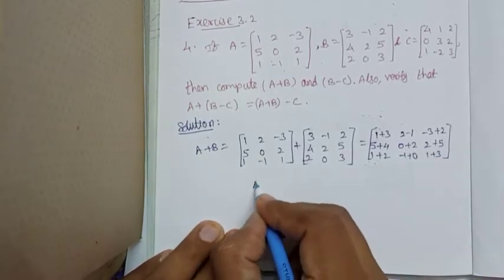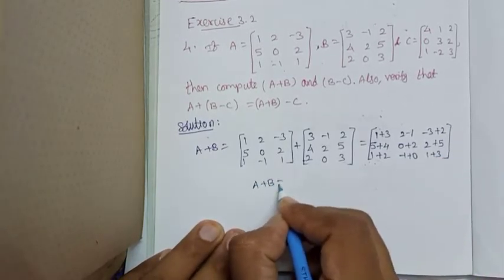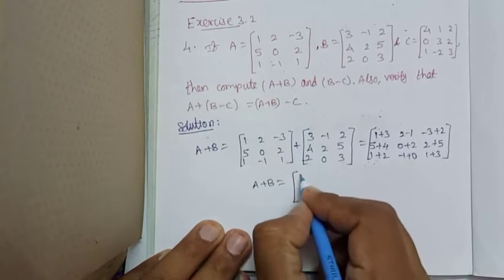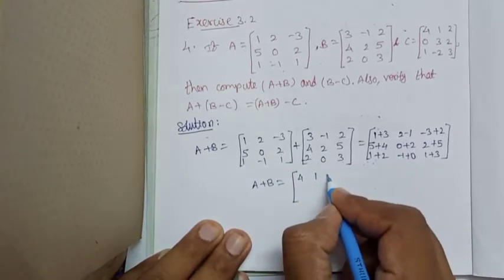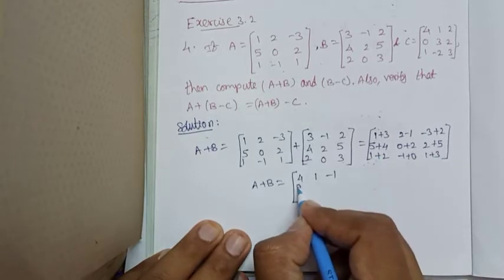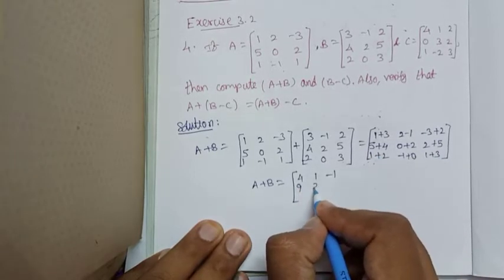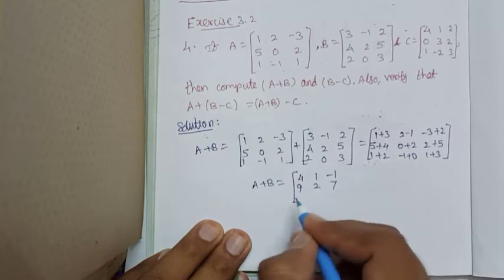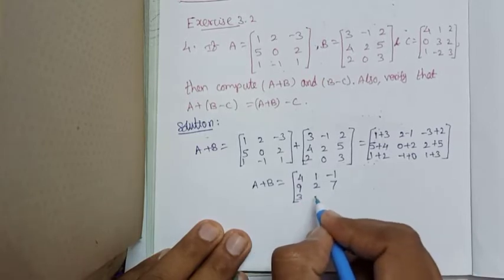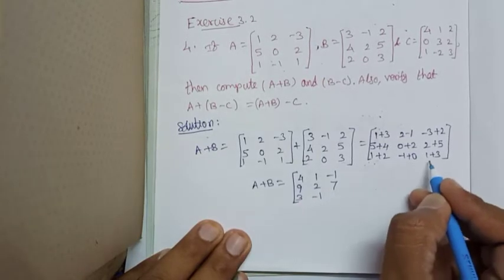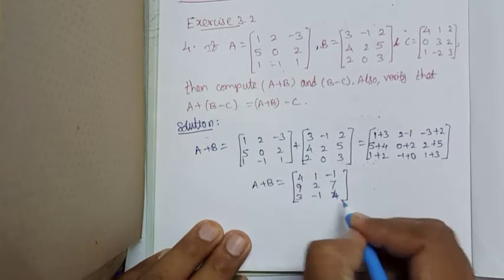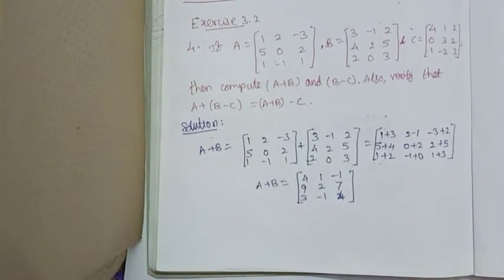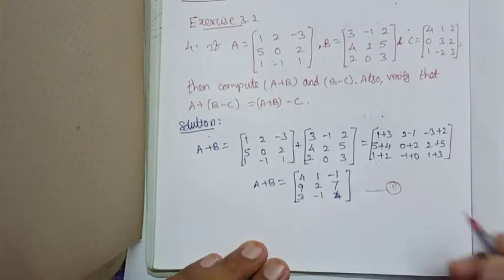The sum A plus B is equal to 4, 2 minus 1 is 1, minus 3 plus 2 is minus 1, 5 plus 4 is 9, 0 plus 2 is 2, 2 plus 5 is 7, 1 plus 2 is 3, minus 1 plus 0 is minus 1, and 1 plus 3 is 4. Consider this as equation 1.